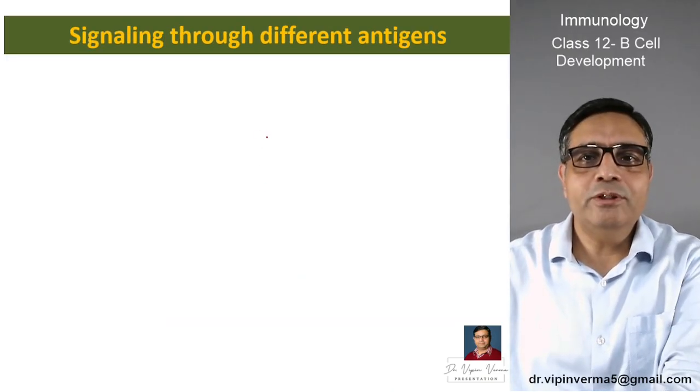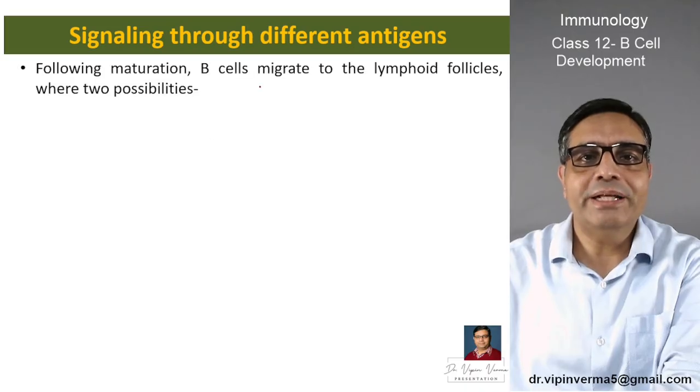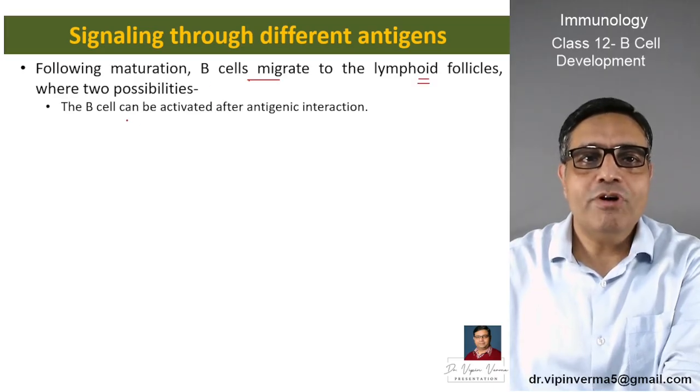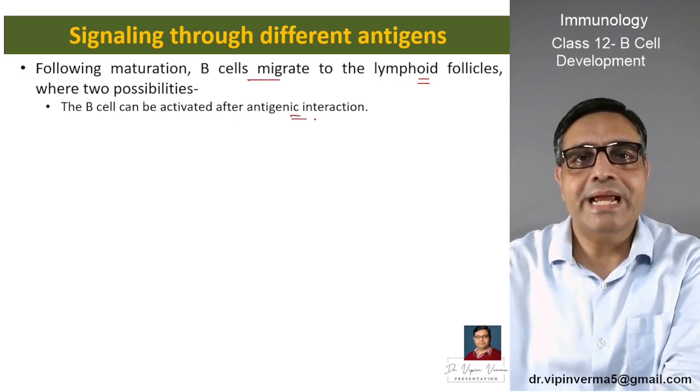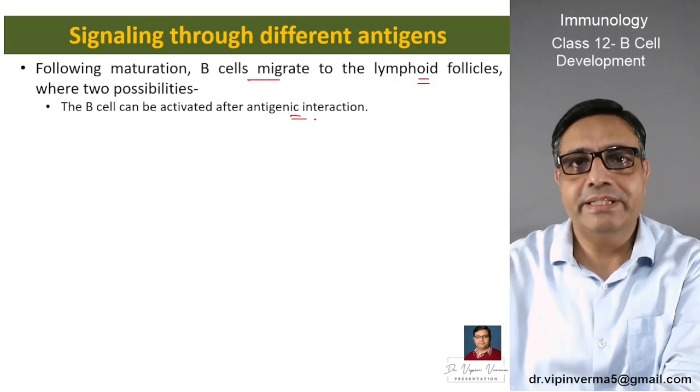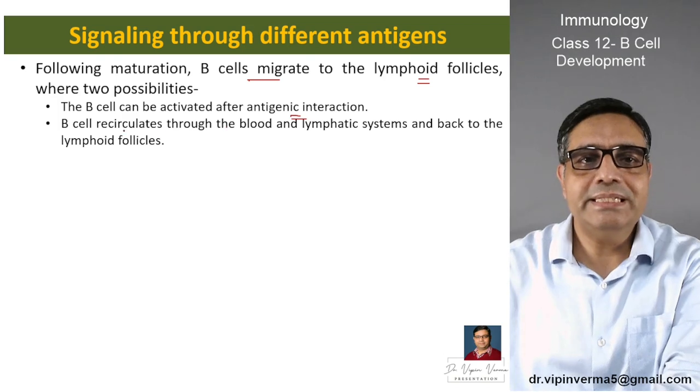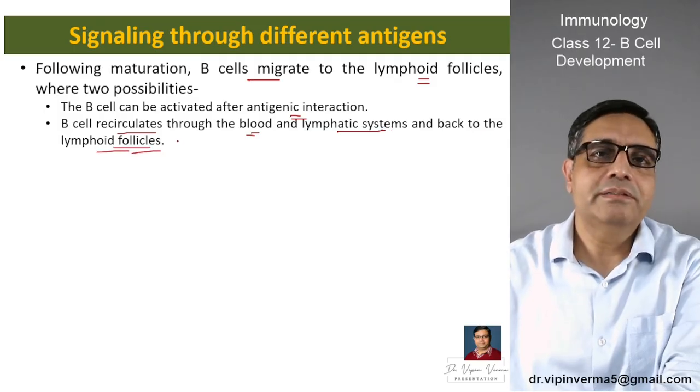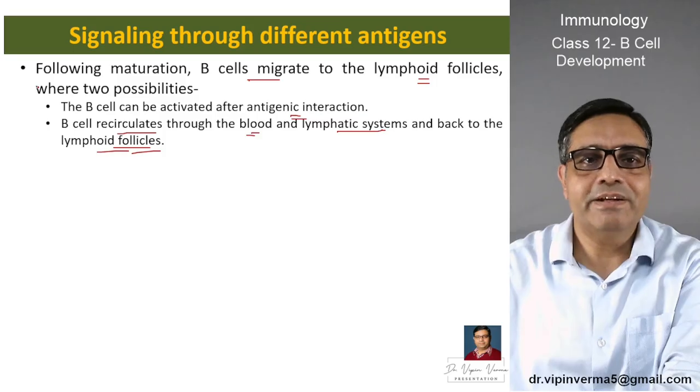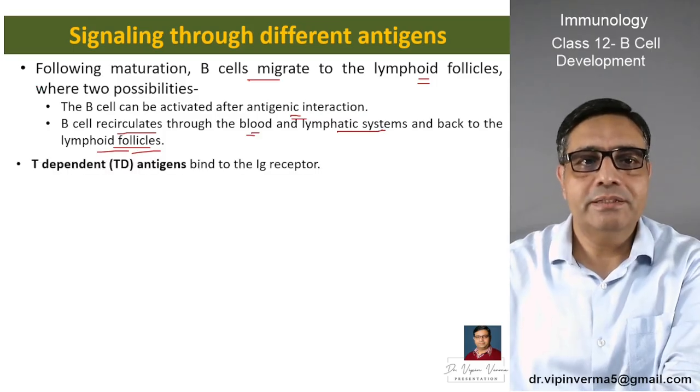Now, if we see the signaling through different antigens, then following maturation, the B cells migrate to lymphoid follicles where there are two possibilities. One is that the B cell can be activated after antigenic interaction. So if the antigen is there, the B cell will interact with it and then it will get activated. The other possibility is that the B cell recirculates through the blood and lymphatic systems and back to the lymphoid follicles. So it will go into the circulation and then it will come again to the lymphoid follicles.